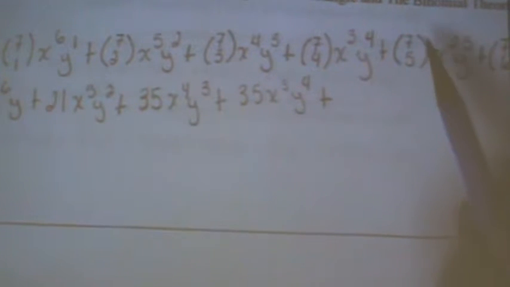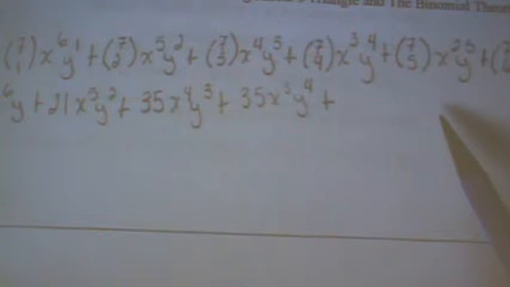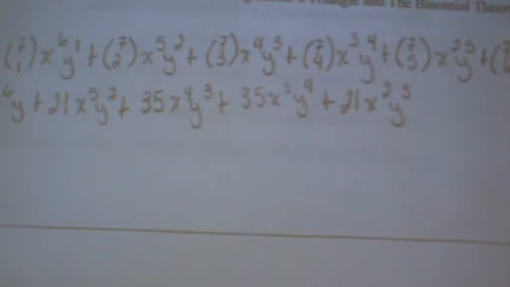Plus your next coefficient is this combination, which gives you 21. So it's 21 times x squared y to the 5th. Then you have this term, this combination gives you 7. You have x to the 1st, which is just x, y to the 6th.